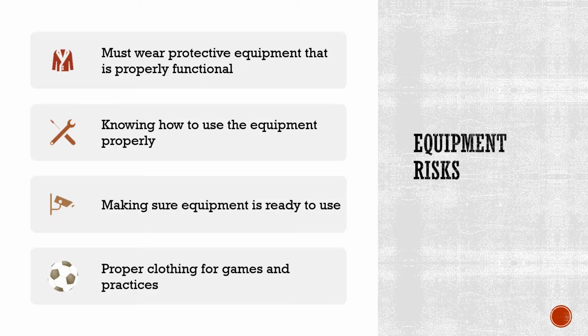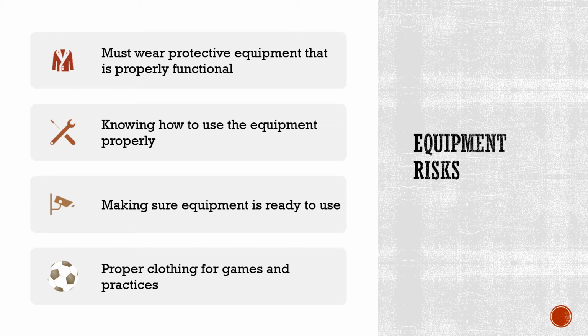So equipment risks are you must wear protective equipment that is properly functional. So in lacrosse, women's lacrosse, you have to wear goggles. When you're a goalie in field hockey, you have to wear the right pads. Men's lacrosse helmets, football helmets that don't have cracks in them. All of that needs to be properly functioning.